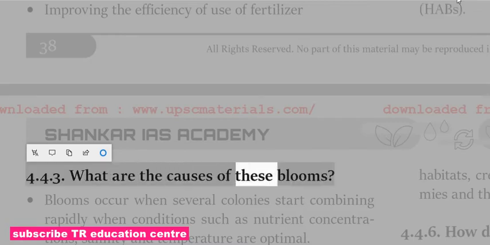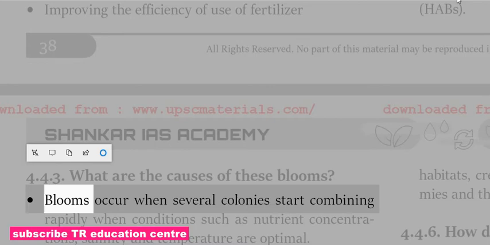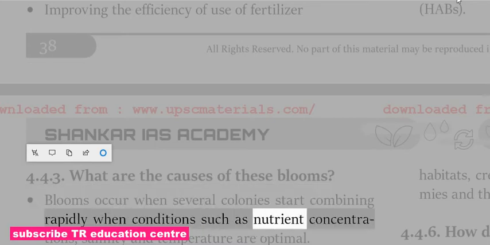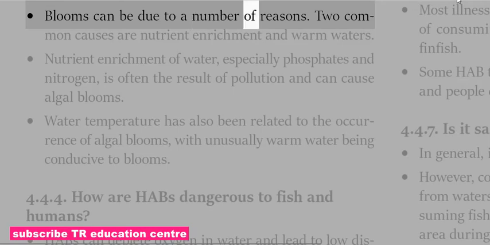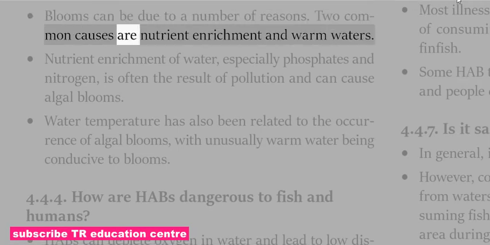What are the causes of these blooms? Blooms occur when several colonies start combining rapidly when conditions such as nutrient concentrations, salinity and temperature are optimal. Blooms can be due to a number of reasons. Two common causes are nutrient enrichment and warm waters.